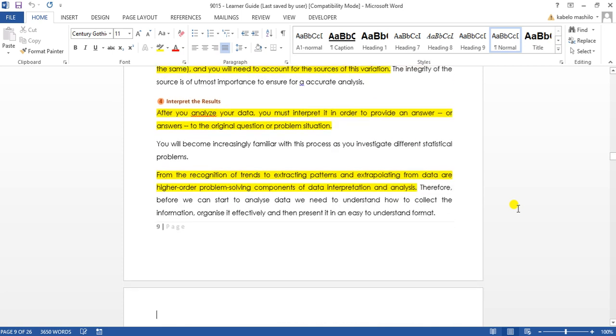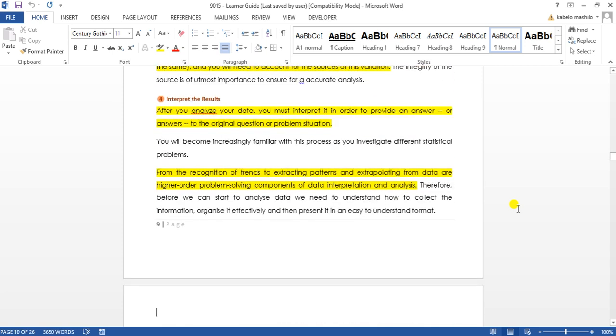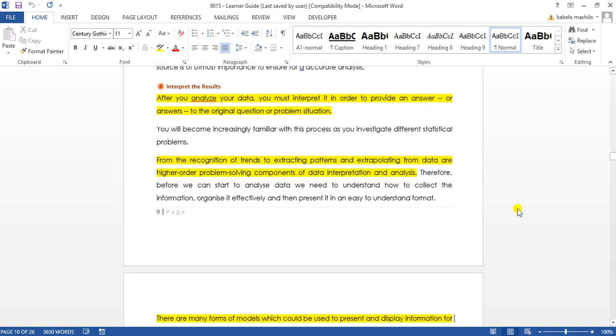After you analyze the data, you must interpret it in order to provide an answer or answers to the original question or problem situation. From the recognition of trends to extracting patterns and extrapolating from the data are higher order problem solving components of data interpretation and analysis.